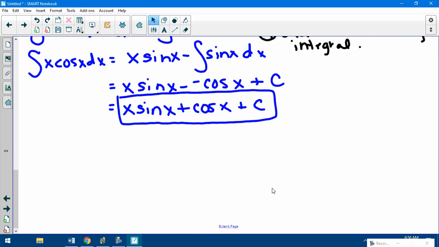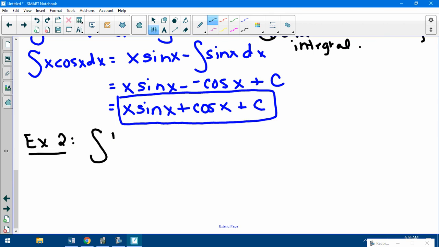Okay, let's do another one. Now this next one seems like something that maybe wouldn't even be integration by parts, but it is. The integral of ln of x dx. Some of you might even be thinking we've done this before, but we actually haven't. We've done the derivative of ln, but we haven't done the integral of ln.